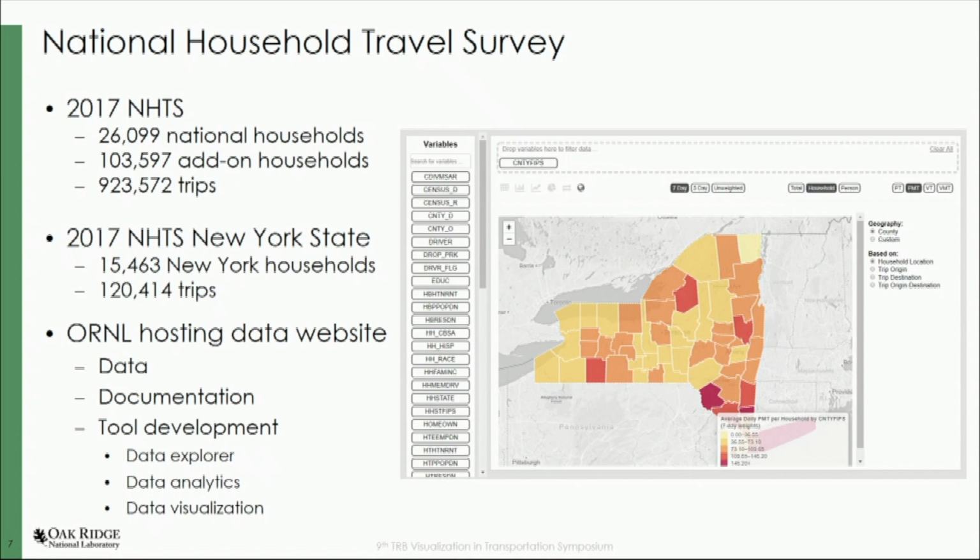The specific data set that we're using today is a New York State data set. New York State is one of the add-on agencies, New York State DOT. There are about 15,000 households, which is about 120,000 trips that we're looking at today.